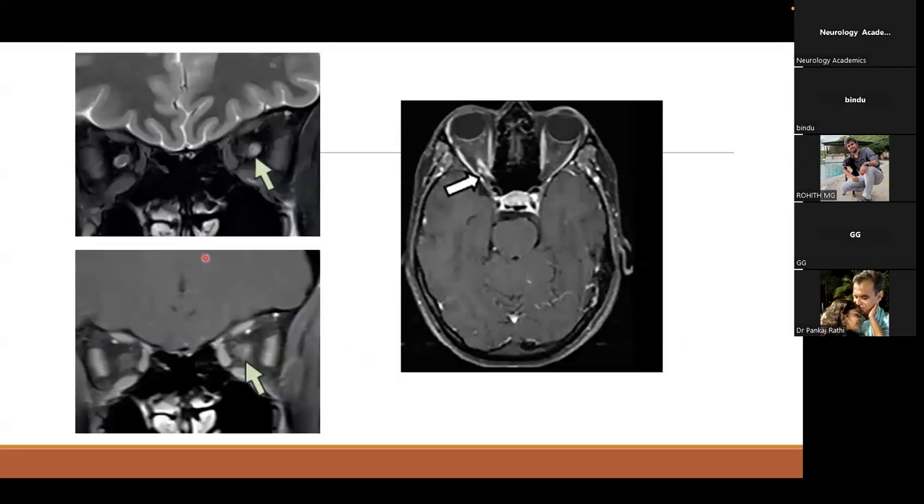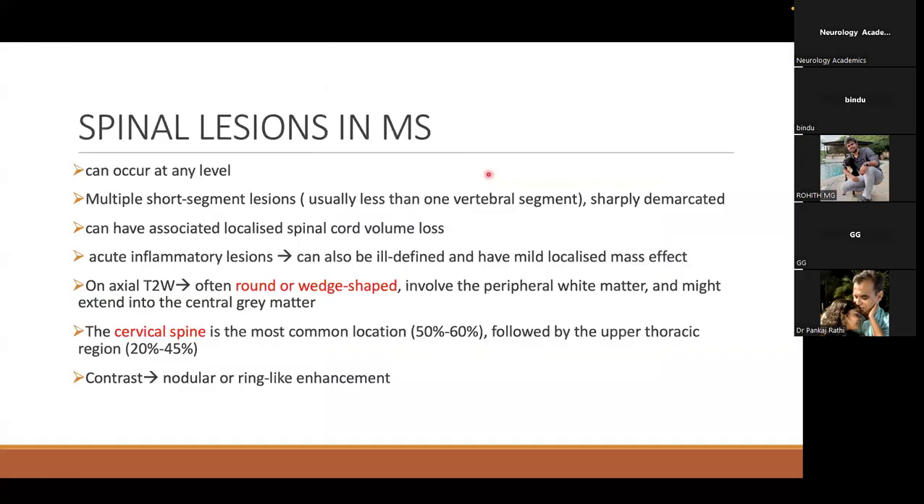So here we can see this is a fat suppressed T2 weighted sequence in which the left optic nerve is hyperintense and the right is not. So this is left optic neuritis, and in the post contrast T1 sequence, we can see the enhancement in the left optic nerve. And here we can see it is less than 50% of the nerve, and it is seen in the intracanalicular and the intraorbital part of the optic nerve.